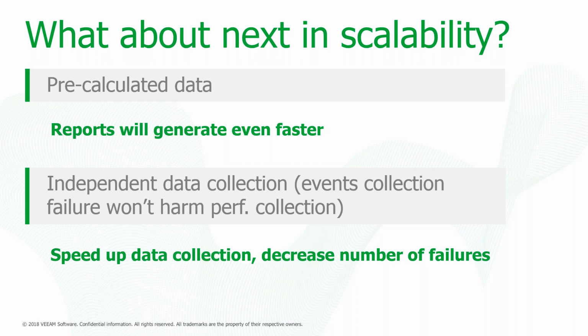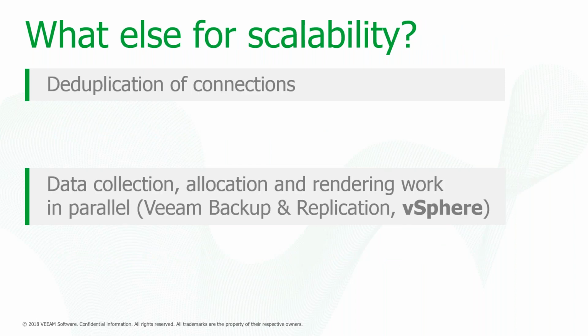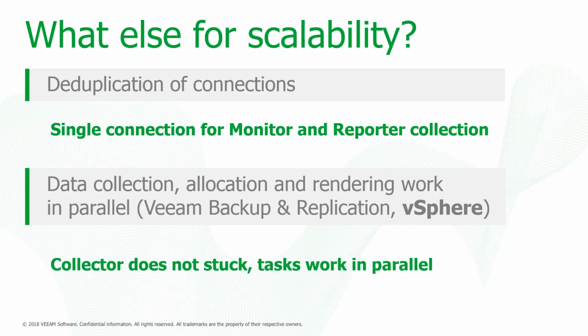Basically, if an event collection fails, it won't hurt any performance collection. Again, as we've done with the whole process, we're isolating the different collection events. So if one fails, the others don't fail, because they're happening in a parallel, isolated way. What else for scalability? We're going to be looking at a single connection for monitor and reporter collection. So we're deduplicating the connections that we use to collect data.